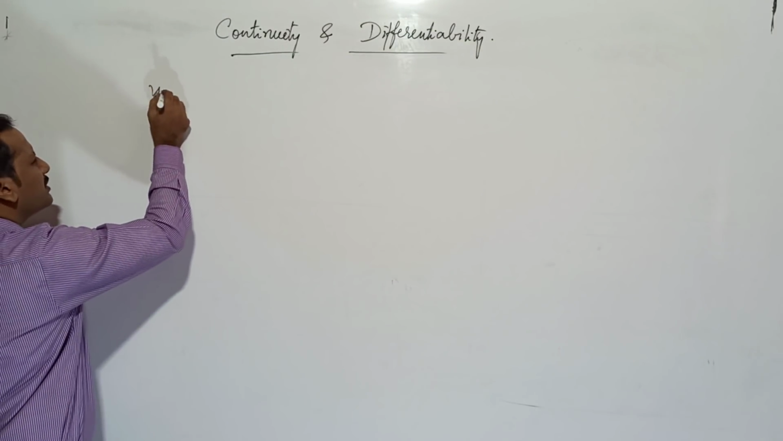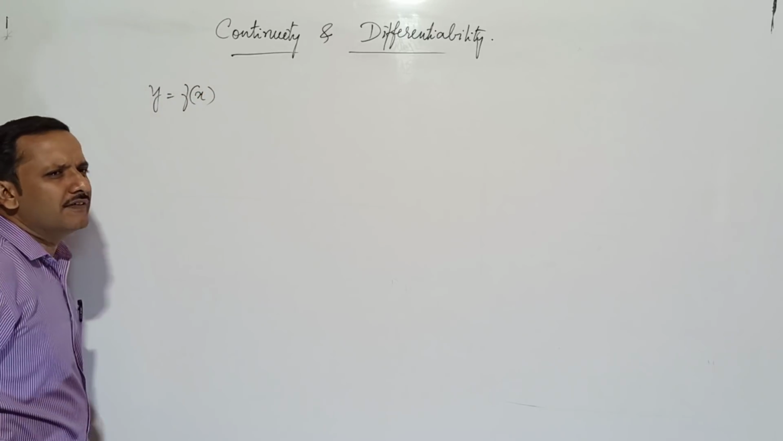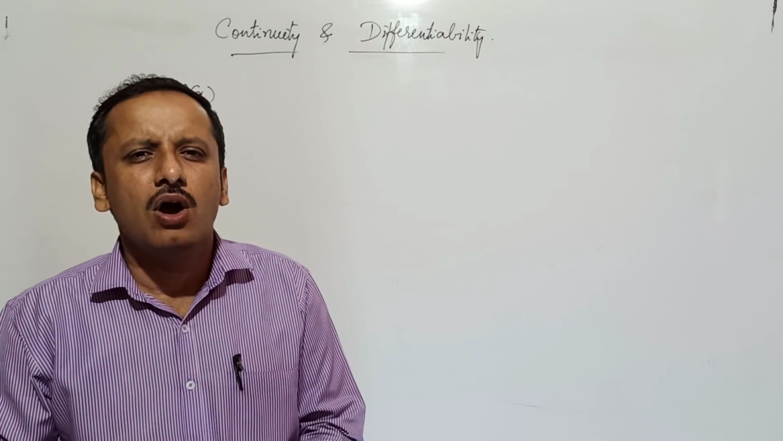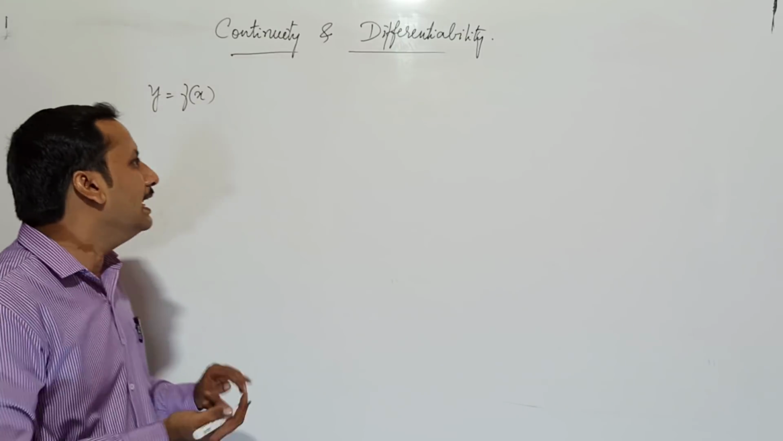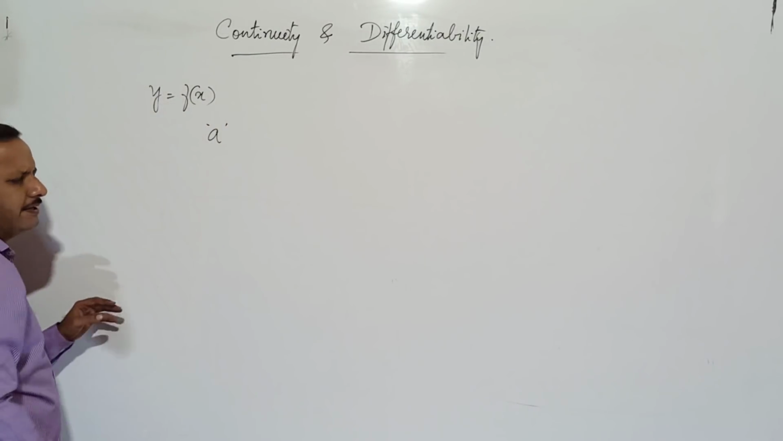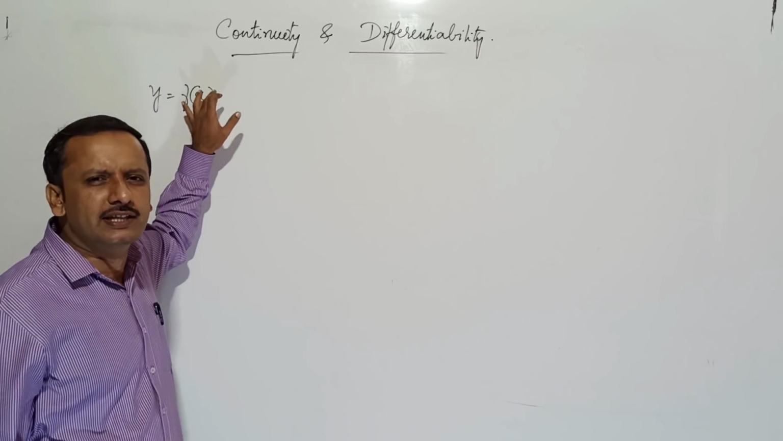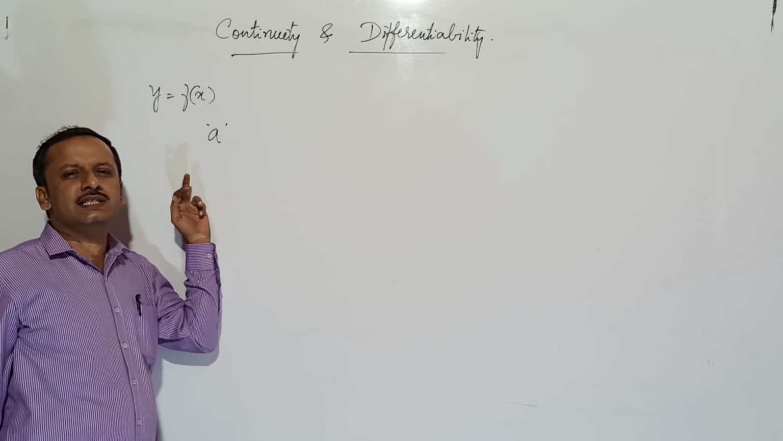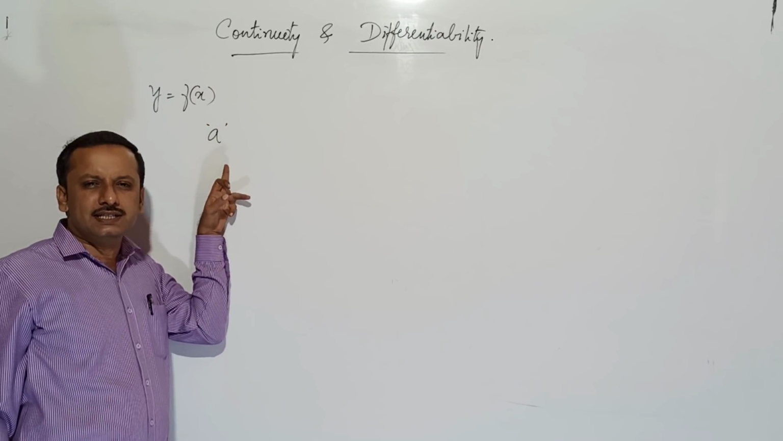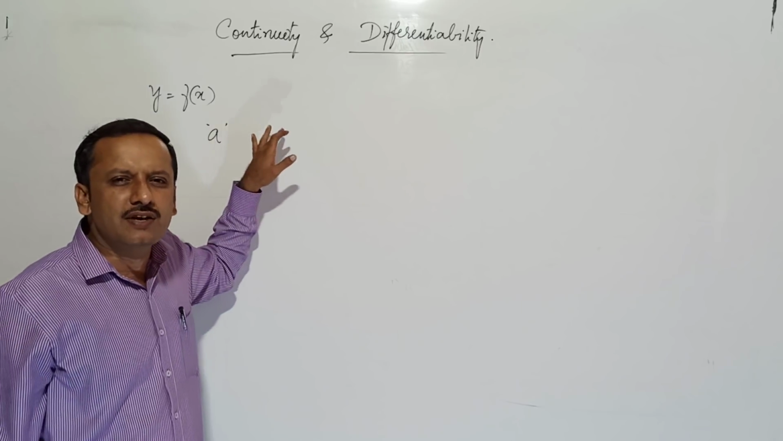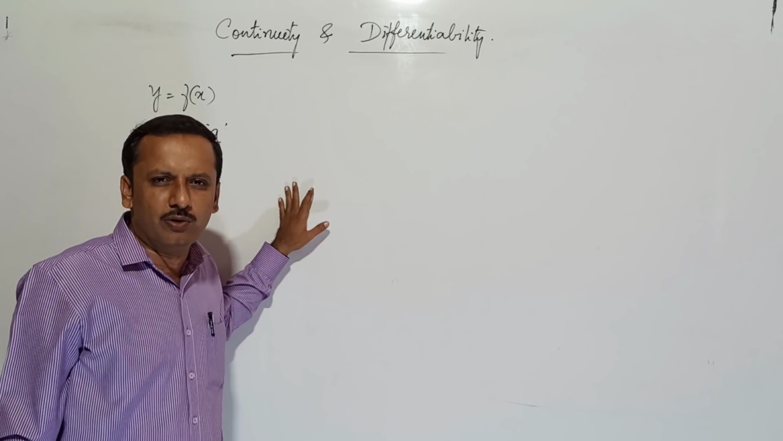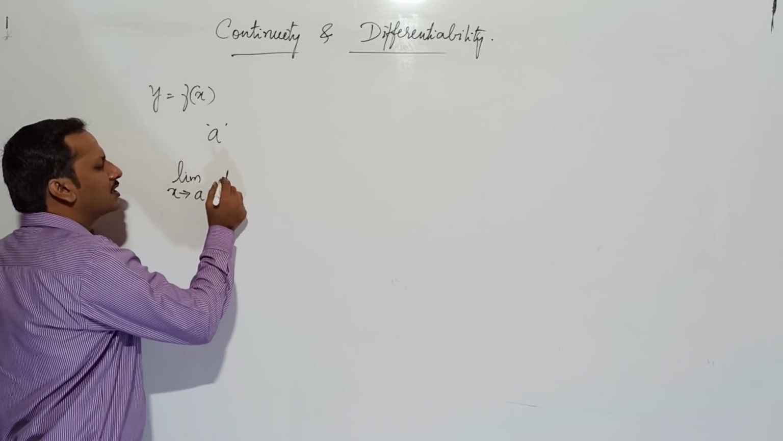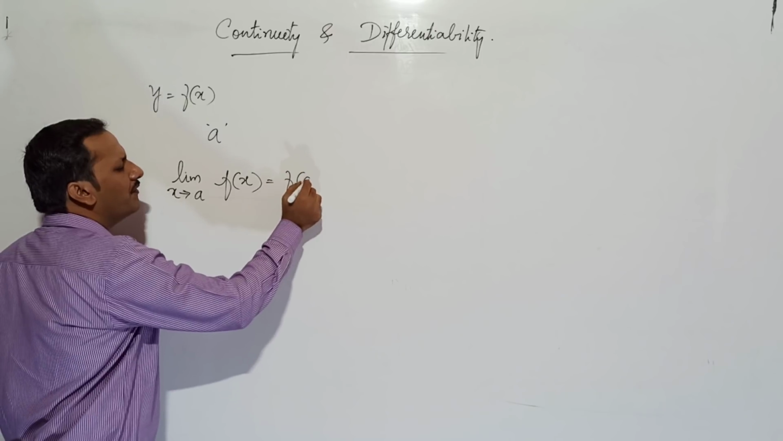Let y is equal to f of x be any function, any real function. When I say any real function, it means its domain is either the set of all real numbers or any subset of it. Let a be any point in the domain of f of x. Then we say that the function f of x is continuous at x equal to a if limit as x tends to a of f of x is equal to f of a.